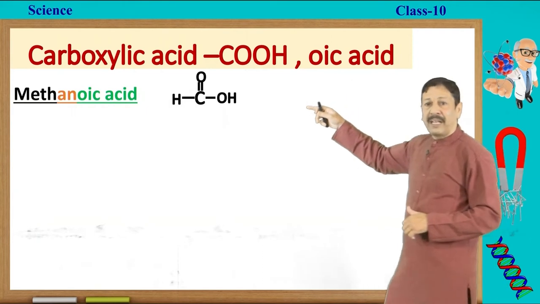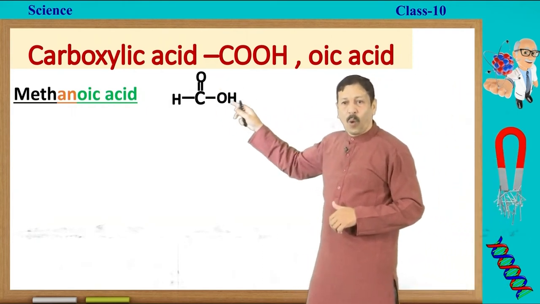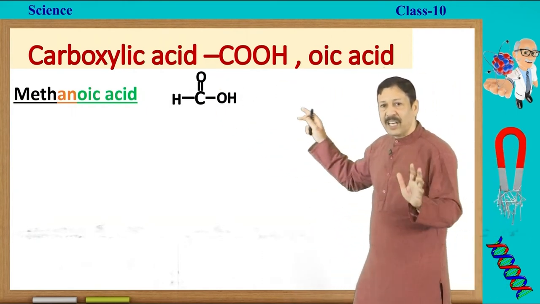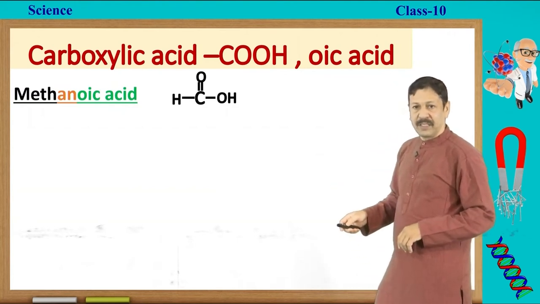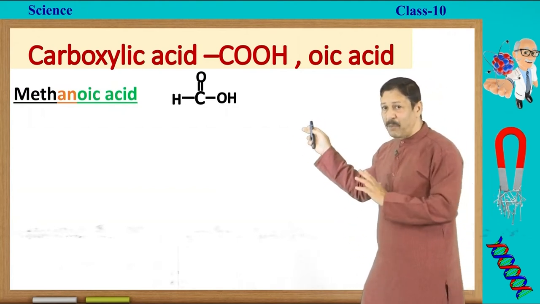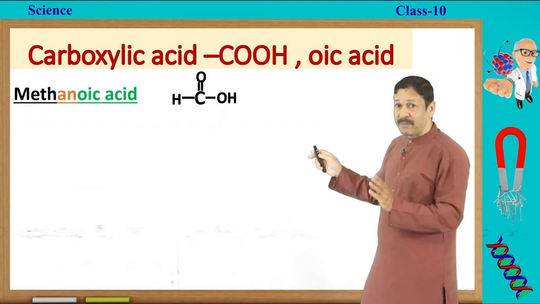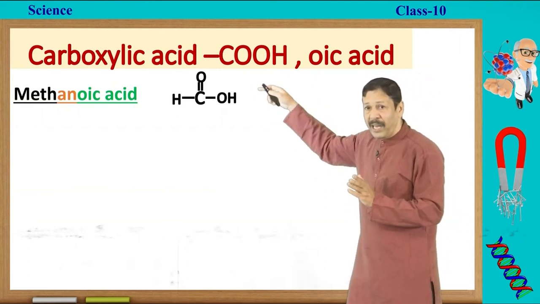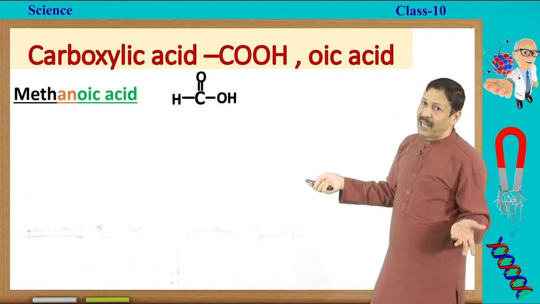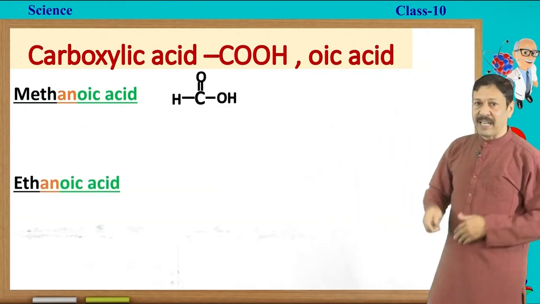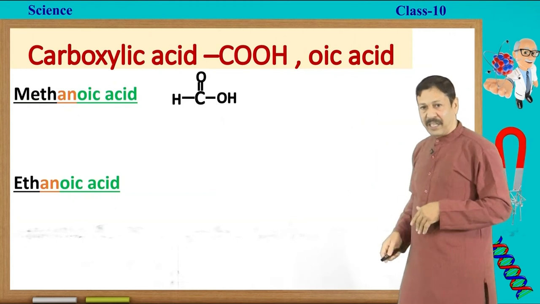It should have a COOH. This is the carboxylic acid group. Double bond O, single bond OH. If a double bond O and OH are present on the same carbon atom, then you call that one carboxylic acid. Carbon 1, methanoic acid.